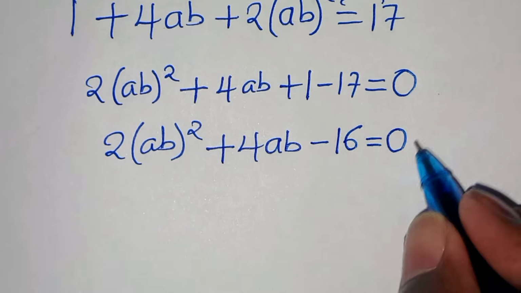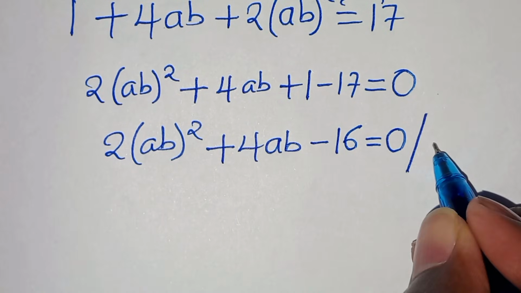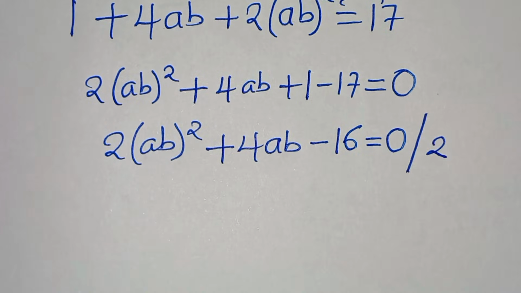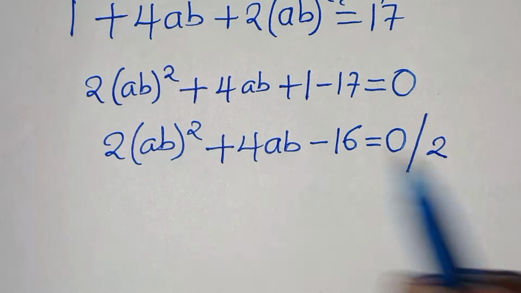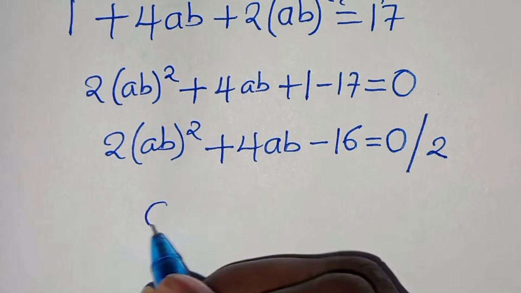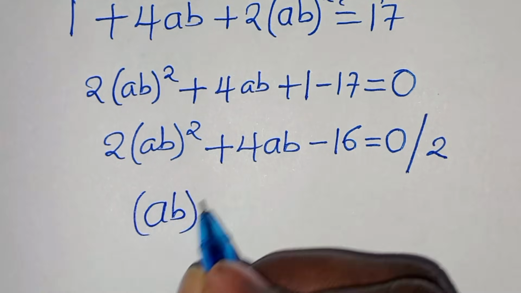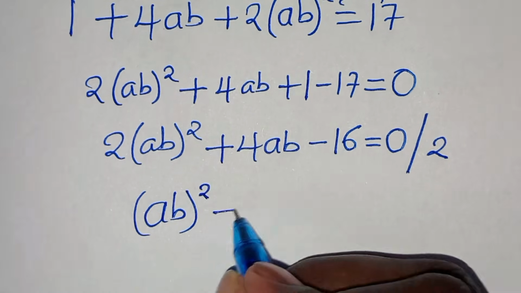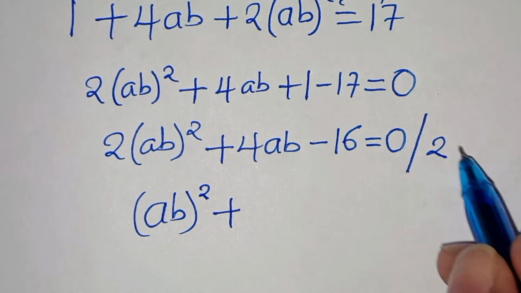The next step is to divide everything here. Let's divide by 2. So now 2(ab) squared divided by 2 is (ab) raised to the power of 2, then plus 4ab divided by 2.